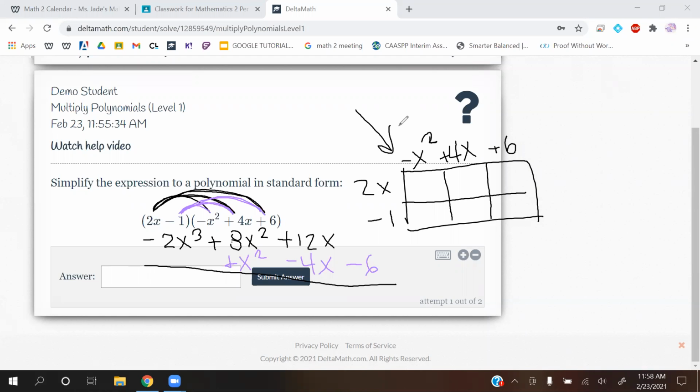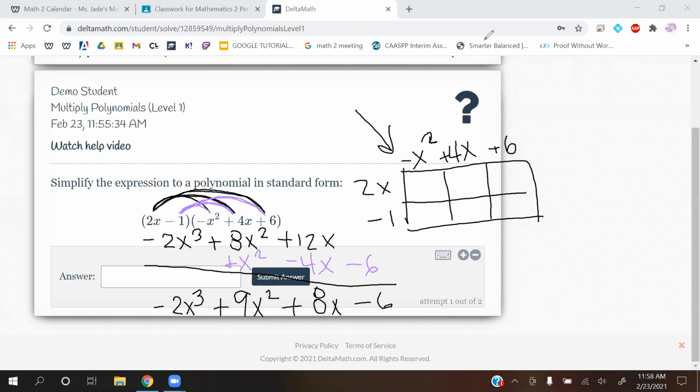We're going to get negative 2x cubed. That one combines with nothing. Now for the x squared, there's two x squared terms. There's 8x squared and there's x squared. So in total, 8x squared plus 1x squared gives us 9x squared. And then what about the x terms? We have 12x and a minus 4x. That gives us 8x. And then last but not least, we have a minus 6 that just hangs out at the end, doesn't get combined with anything. So that would be our final answer.